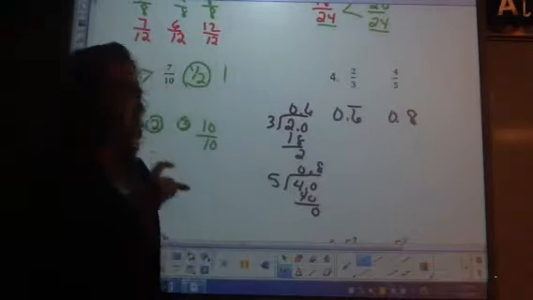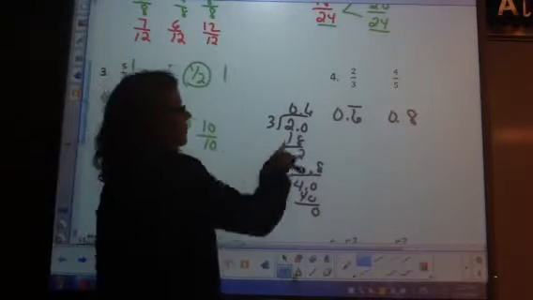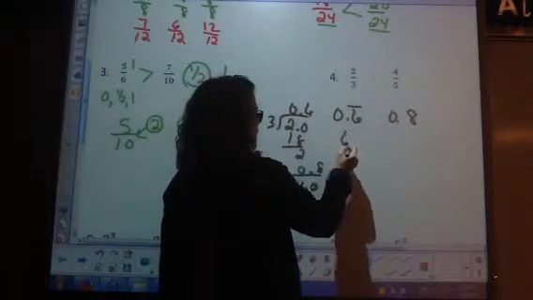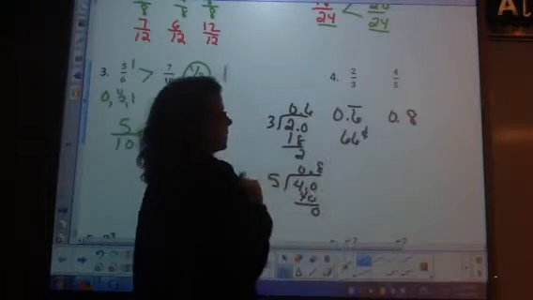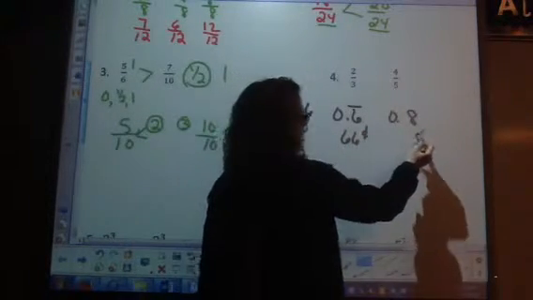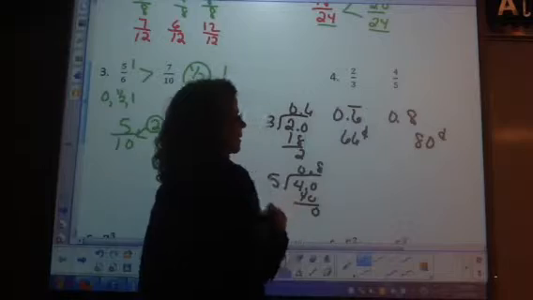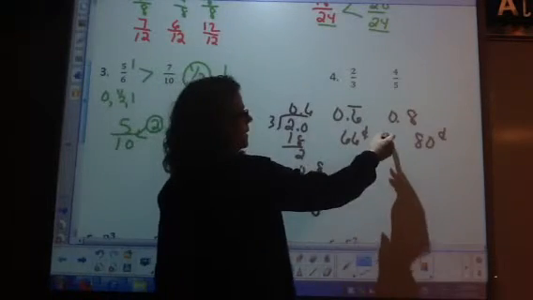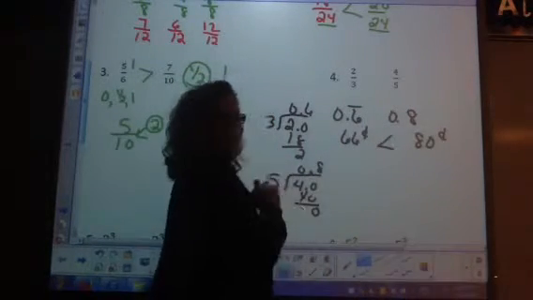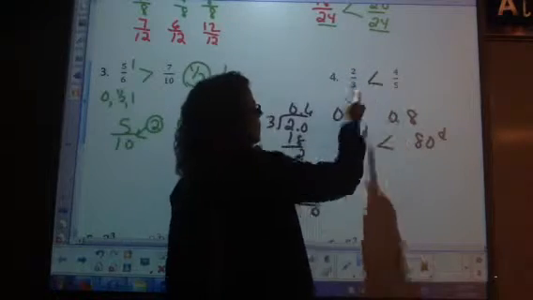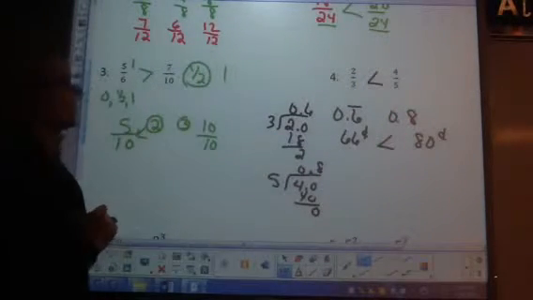Okay, when we're dealing with fractions, class, think of money. So this would be the same as 66 cents. This would be the same as 80 cents. So 66 cents is less than 80 cents. Therefore, 2/3 is less than 4/5.